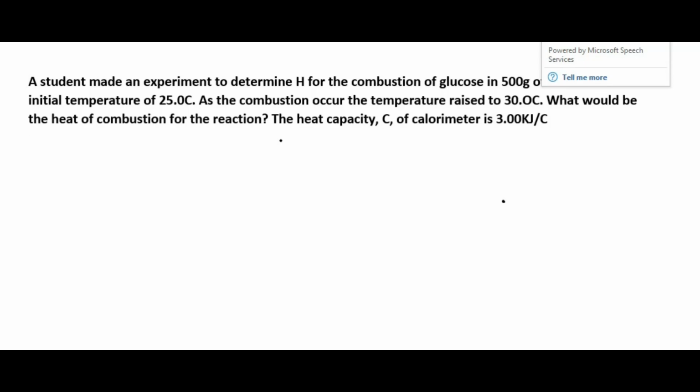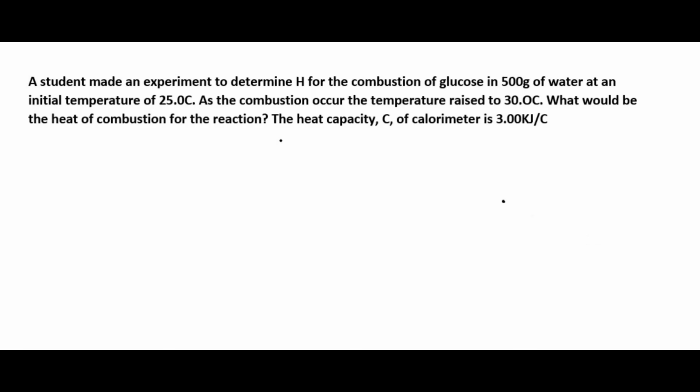Here's another problem. A student made an experiment to determine the enthalpy of the combustion of glucose in 500 grams of water at an initial temperature of 25 degrees. As the combustion occurs, the temperature raised to 30 Celsius. What would be the heat of combustion for the reaction? The heat capacity of the calorimeter is 3 kilojoules over Celsius.